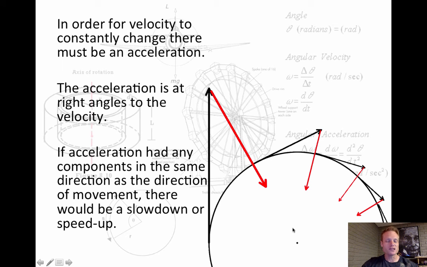If the acceleration had any components in the same direction as the direction of the movement, the direction that you're actually traveling, you would either be slowing down or speeding up, okay? So remember, acceleration too is a vector, and basically it's going to have a magnitude and a direction. So for acceleration to exist here, it has a directional piece that's moving you towards the center of the circle, okay? You're accelerating towards the center of the circle. Even though it doesn't seem like that's the case, that's actually what's happening, okay?